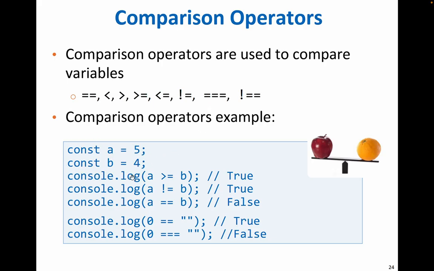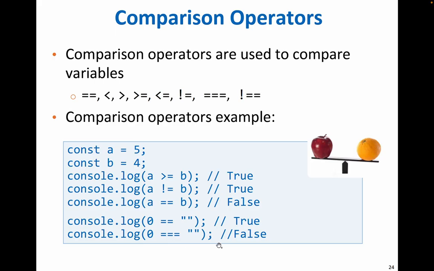So let's look at this example. We set a to 5, b to 4, and then if a is greater than or equal to b, the result will be true. Is a not equal to b? Yes, 5 is not equal to 4, so that's true. But now let's look at this example. If we say 0, double equal sign, and an empty string, the result will be true. But if we use triple equal sign, then the result will be false.